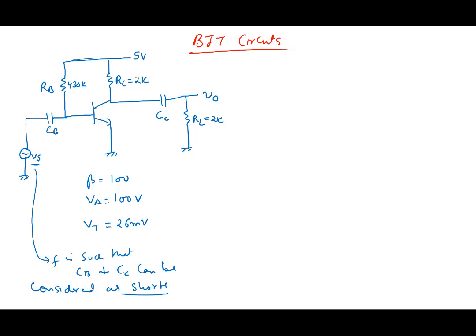What we would like is to obtain several things, starting with V0 by Vs. That's the starting thing that we would like to find out. What is V0 by Vs for a circuit like this?